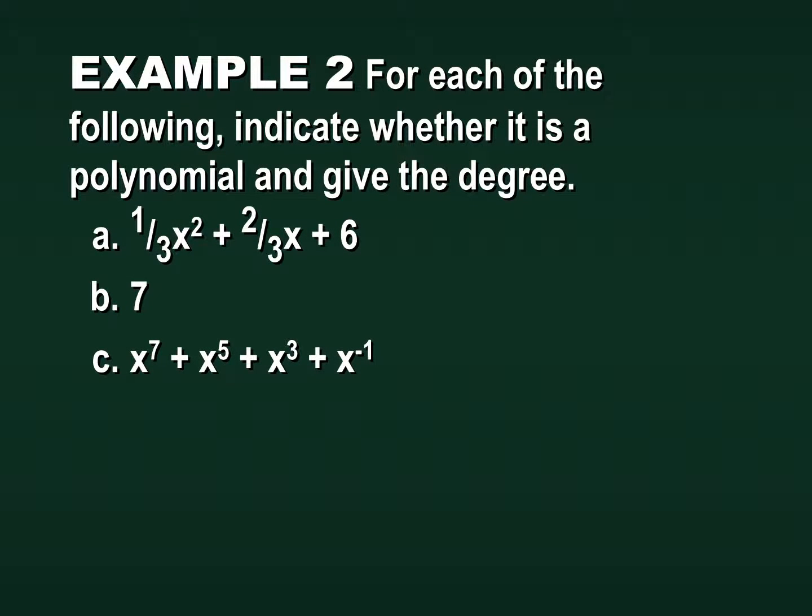All right, so example 2. Let's look at each of the following, A, B, and C. These are 3 different questions. We want to indicate whether it's a polynomial, and if it is, we want to give the degree.